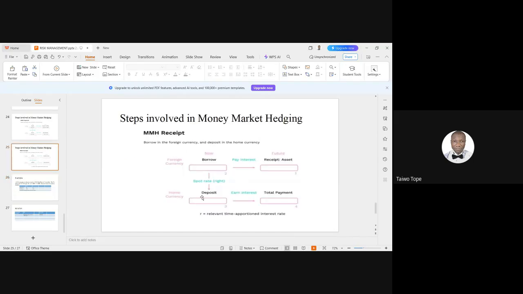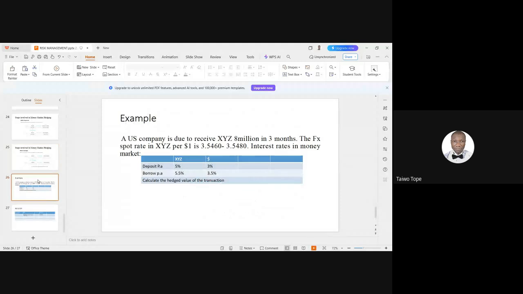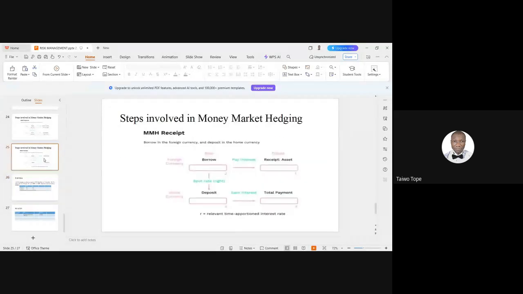See it. This table is 3.546, 3.5 for the borrowing rate. See it here. Spot rate. They help you. Is it the value at the right now? Let me see it. Yes, the value at the right, 548. This table has helped you: spot rate, the value at the right.